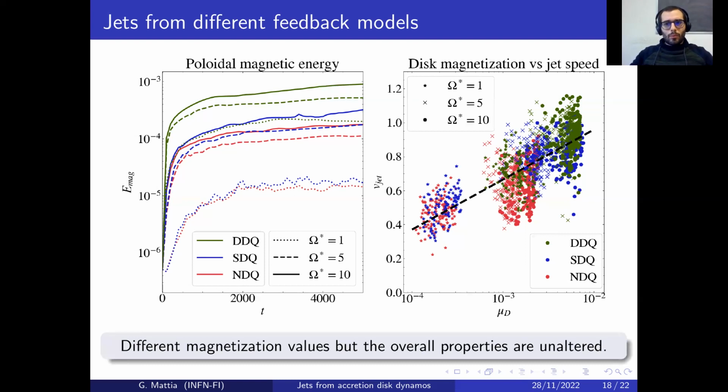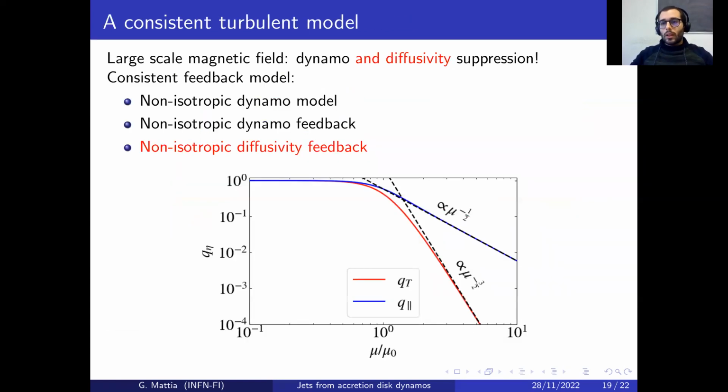Okay, so let's try also to suppress the diffusivity. So we applied a more consistent model of the diffusivity, which includes the suppression caused by a large-scale magnetic field. So now we have non-isotropic dynamo feedback, non-isotropic diffusivities. Everything should be the most consistent possible. So let's see what we get, if we actually see something that is worth doing all this level of complexity.